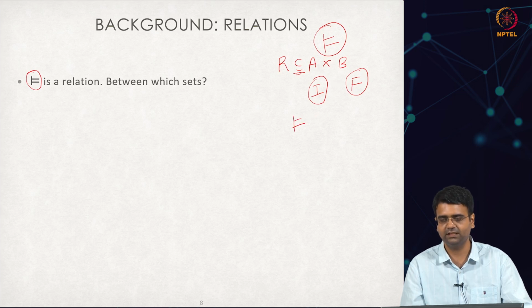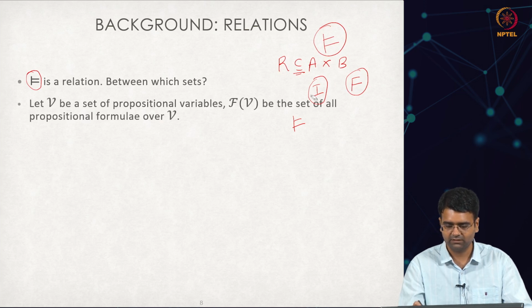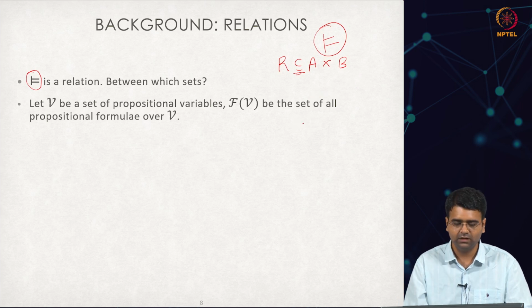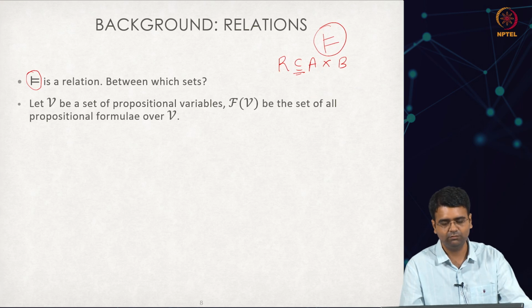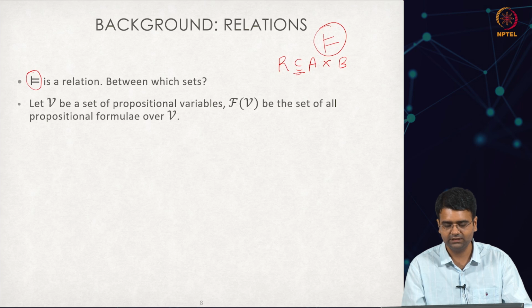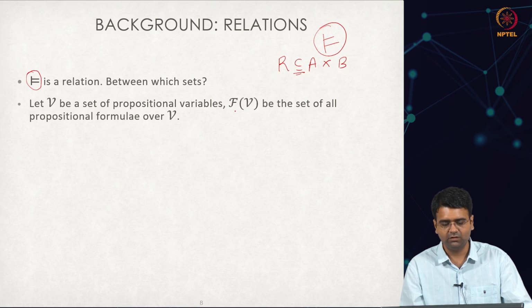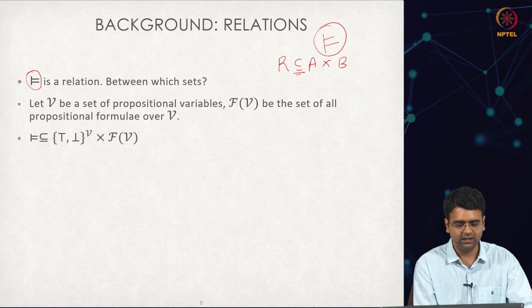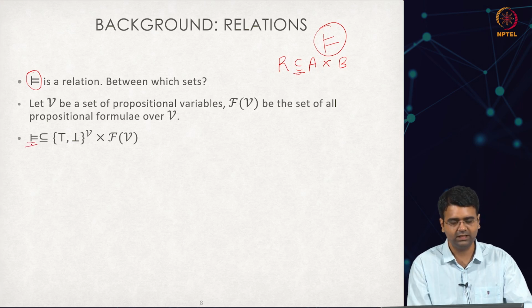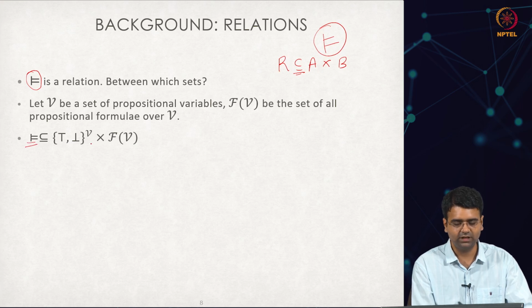So first we are going to define the set of all possible interpretations and all possible propositional logic formulas. So let us take V to be the set of propositional variables. So f of V is the set of all propositional logic formulas over V. So we are introducing this notation, f of V, in order to indicate the set of all propositional formulas over V. So now this relation, which is this models of relation, is a subset of this cross product. So what is this cross product?